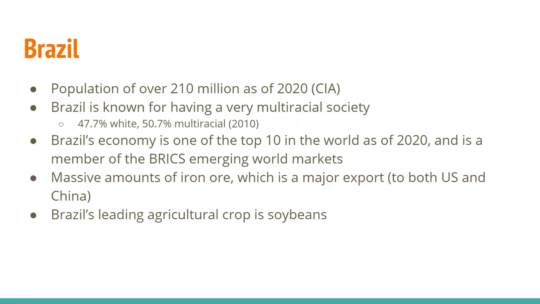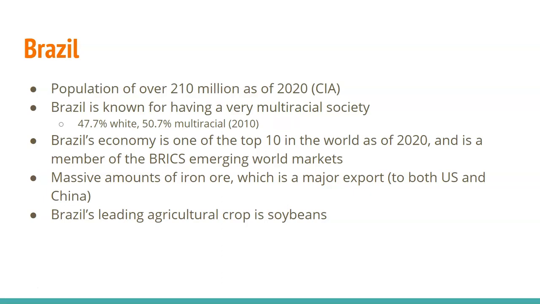We mentioned in last week's lecture that Brazil is known for having a very multiracial society. In 2010, about 47% of people identified as white or European descent, and 50% identified as multiracial. However, that doesn't mean that Brazil has no race problem, right? Brazil is estimated to have the second highest number of people of African descent next to Nigeria, because of the transatlantic slave trade, when a lot of people were brought to South America to work on plantations, and their descendants still live there today. But even though they have a very multiracial society, they do still have race issues.